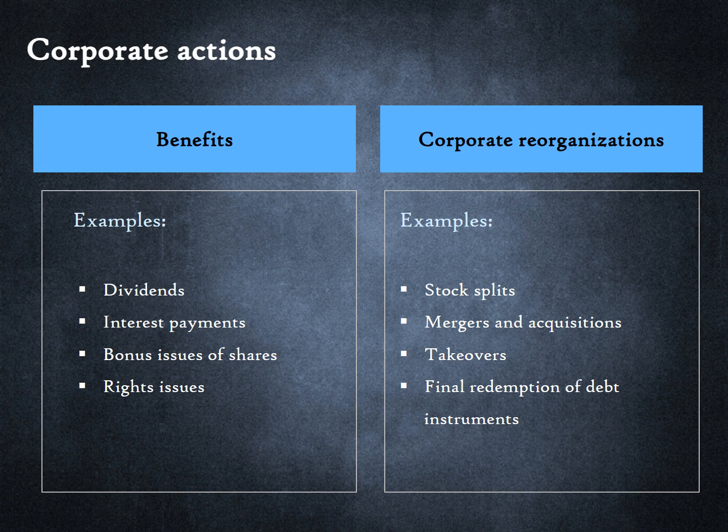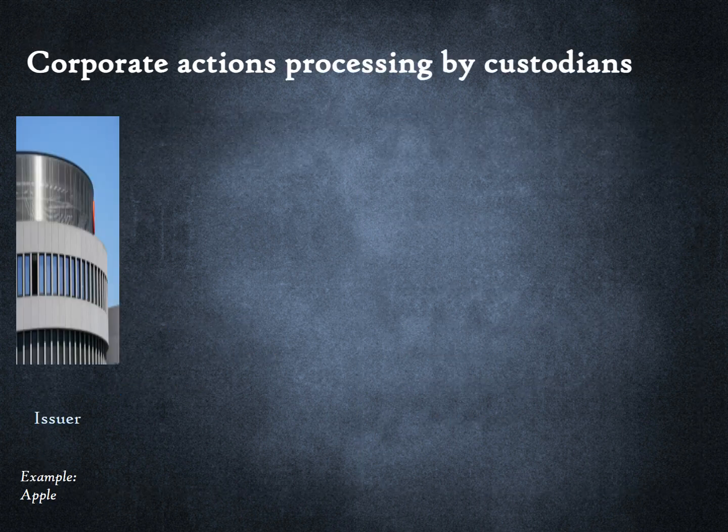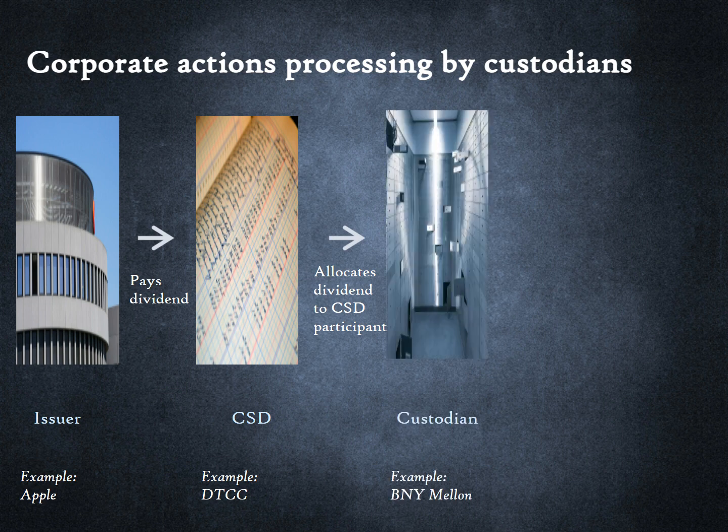Similarly, when Company A buys out Company B, shareholders are given the choice of a cash payout or to exchange their old shares with the shares of the new entity. To illustrate how custodians process corporate actions, let us take an example of a company like Apple that issues a dividend. Apple deposits a consolidated amount with the CSD for all the shareholders registered with that CSD. The CSD then allocates the dividends to its participating members, which are mostly custodians and broker-dealers. The custodian then allocates the dividend among its clients.